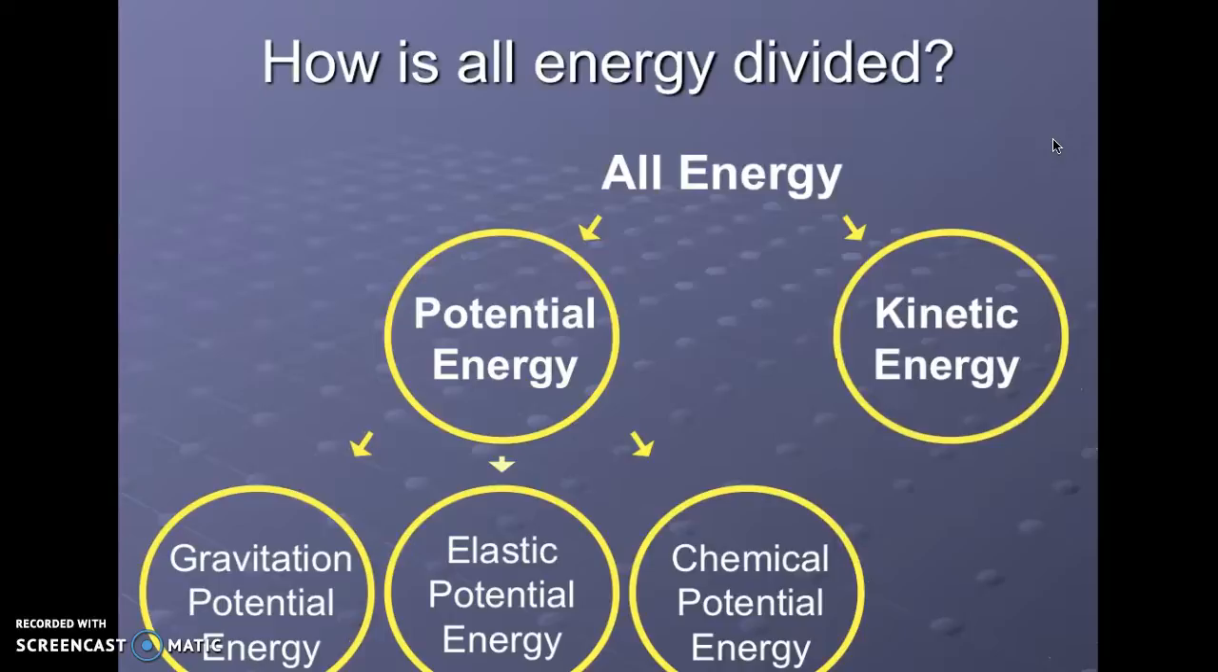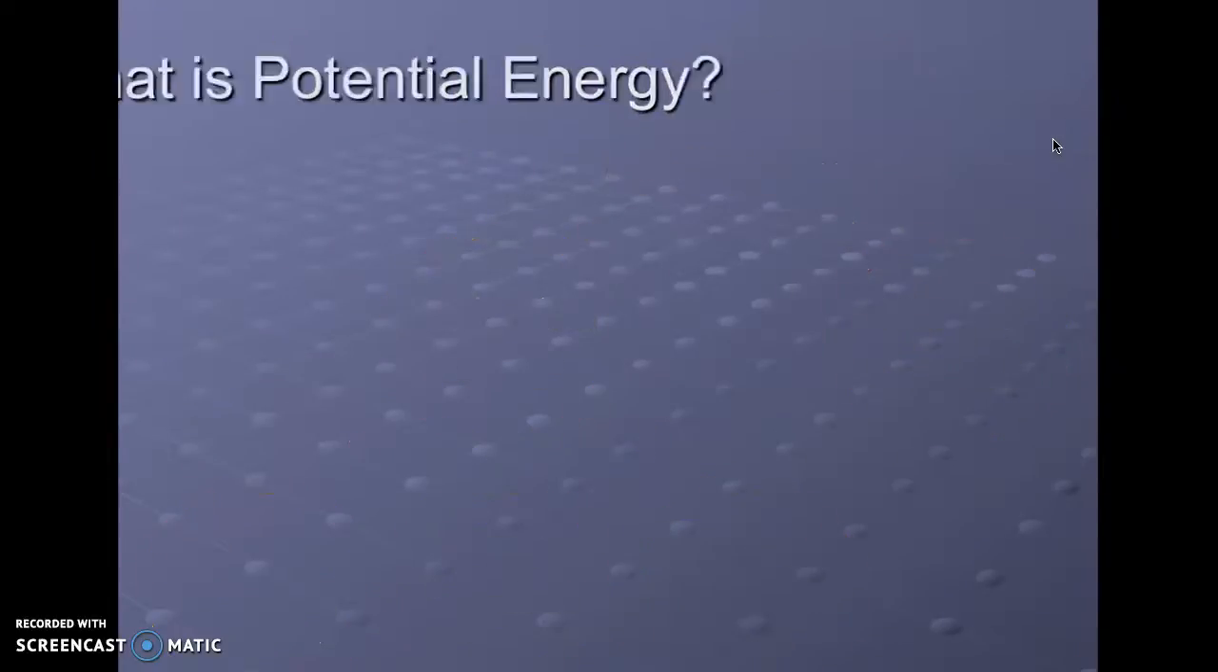And potential energy actually has a bunch of different types, and those would be gravitational potential energy. Gravitational potential energy deals with your position relative to Earth, and we'll talk a little bit more about what that actually means. Elastic potential energy, which deals with things that have the elastic ability to it. And then chemical potential energy, which is energy stored in chemical bonds, which we'll talk a little bit more about.